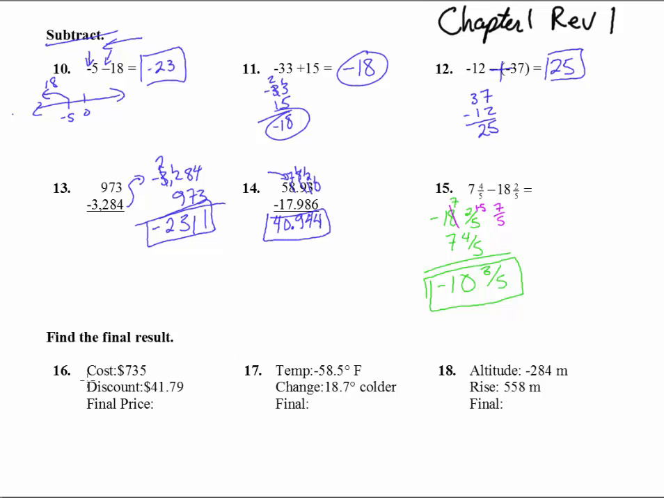All right. $735, and we've got a discount of $41.79. So we're going to subtract. That's what discount means. So 735 minus 41. Oops, I better write that better. We got to line up the decimals. So we have a 41.79.